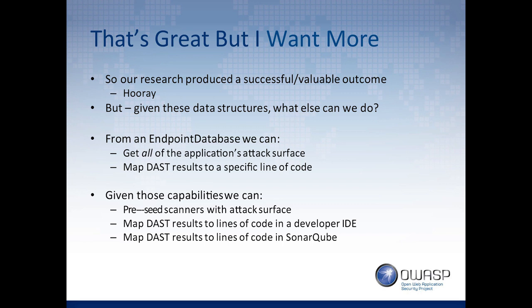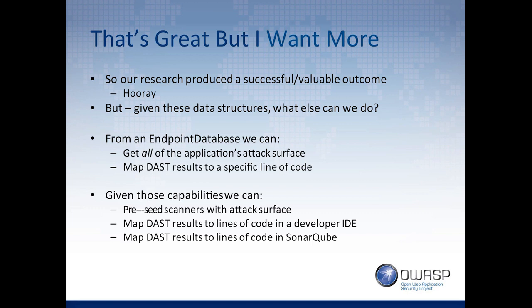Right, and so given those capabilities, what we figured out that we can do is take that attack surface data and pre-seed dynamic scanners to short circuit some of the spidering process. We can also map dynamic results back to a specific line of code in a developer IDE. We're not going to talk about that as much today, but that's one potential use of that technology.